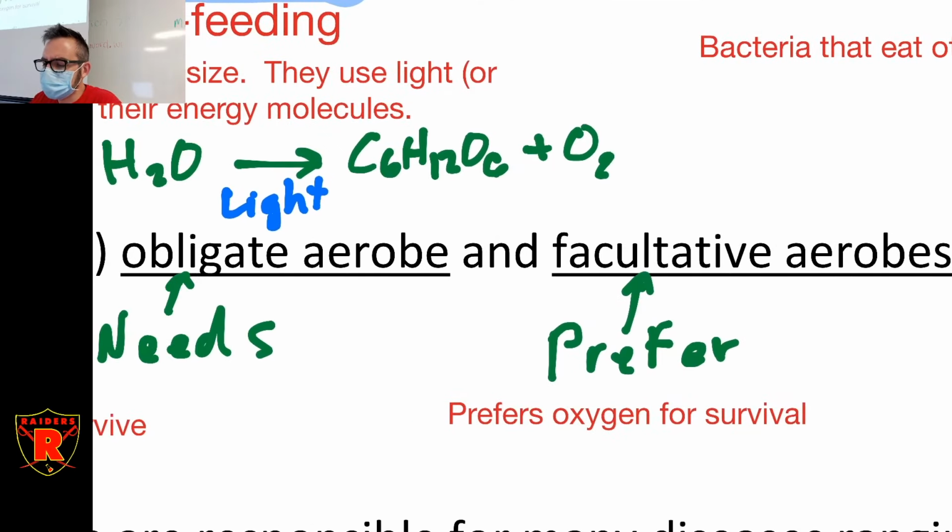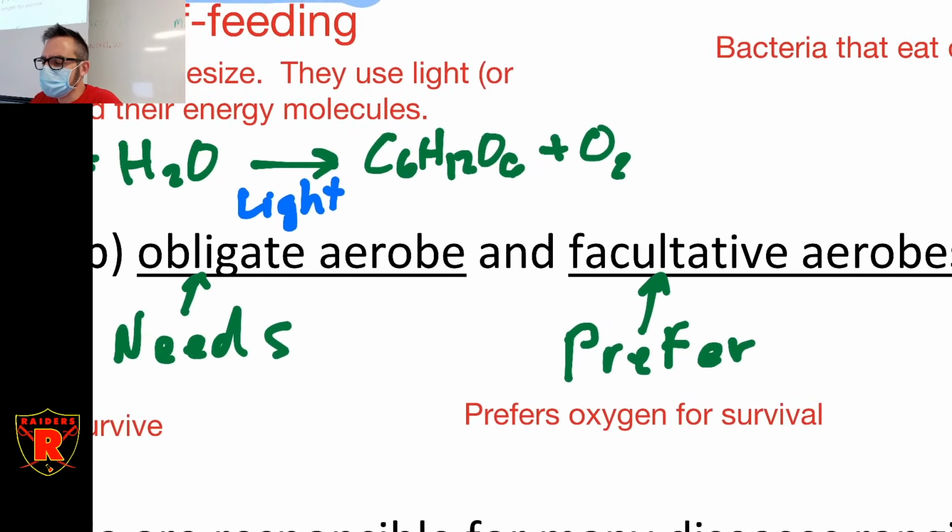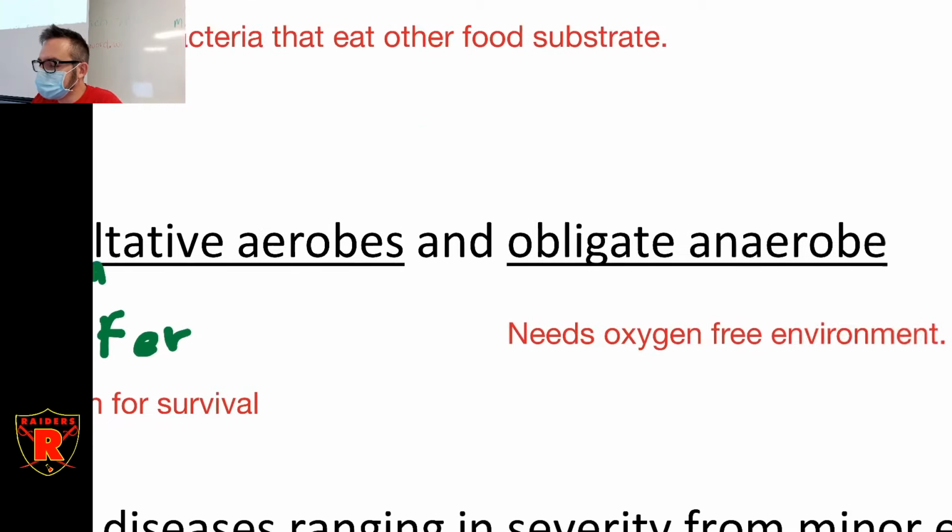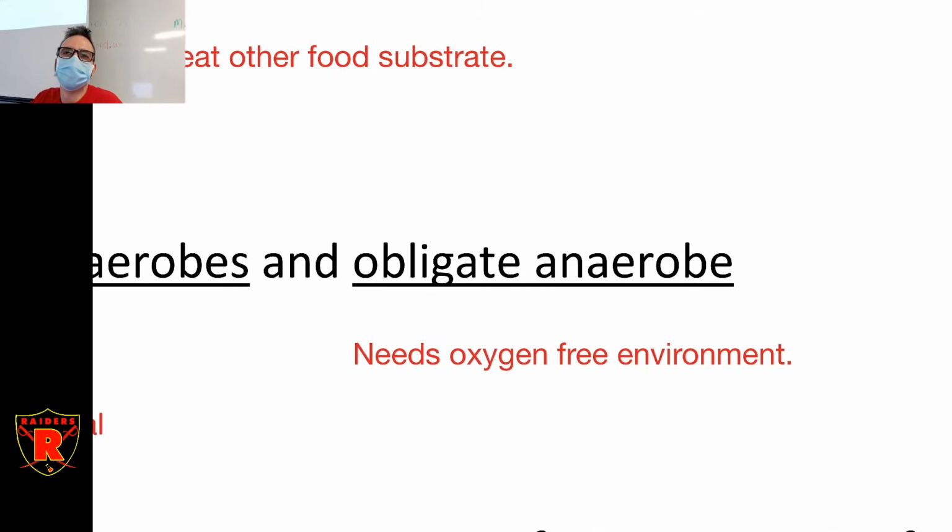Or you could also say, well, it is an obligate anaerobe. It needs no oxygen. If you're an obligate anaerobe, that means you need no oxygen to live. Those bacteria, if they are exposed to oxygen, it kills them. So that exists too. It's a bacteria for all occasions. They're everywhere.